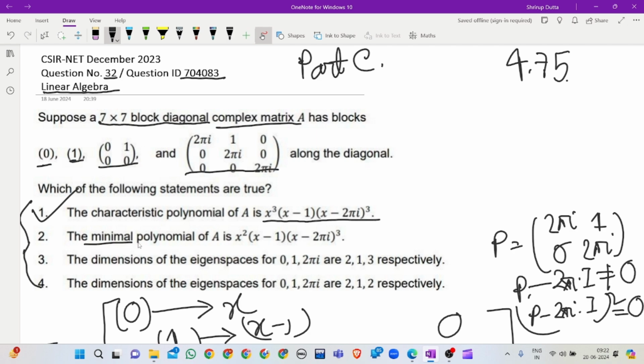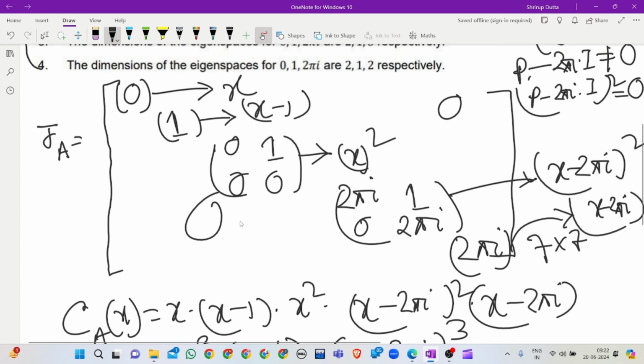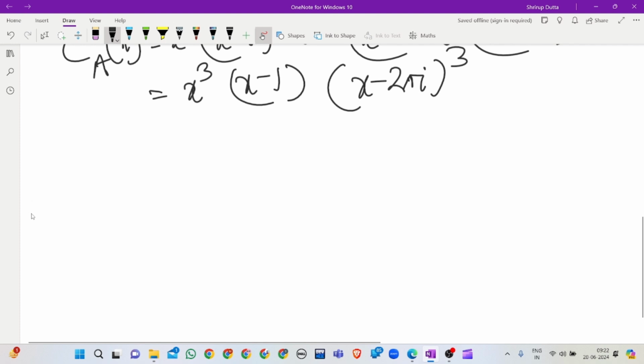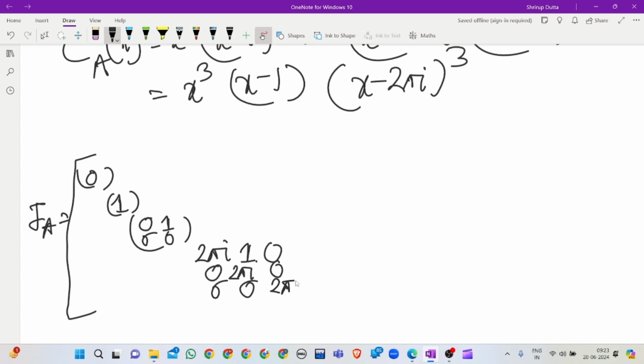Now I have to check the minimal polynomial. To check it, first we have to write this matrix again. J of A is given as 0, 1, 0, 1, 0, 0 and 2 pi I, 1, 0, 0, 2 pi I, 0, 0, 0, 2 pi I. It has Jordan blocks.